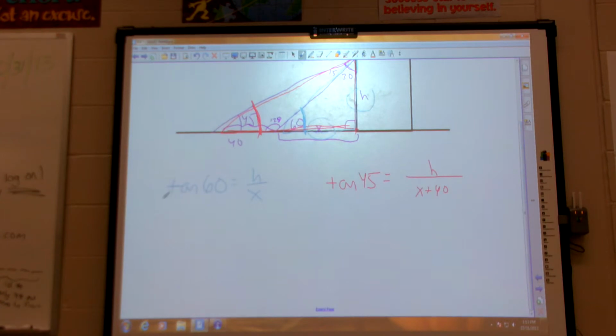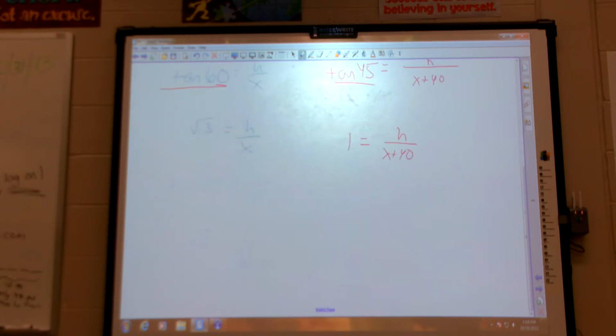So actually, let's clean this up a little bit. What is tangent of 60? Make it easier on myself. Square root of 3. What is tangent of 45? 1. That cleaned it up a little bit.